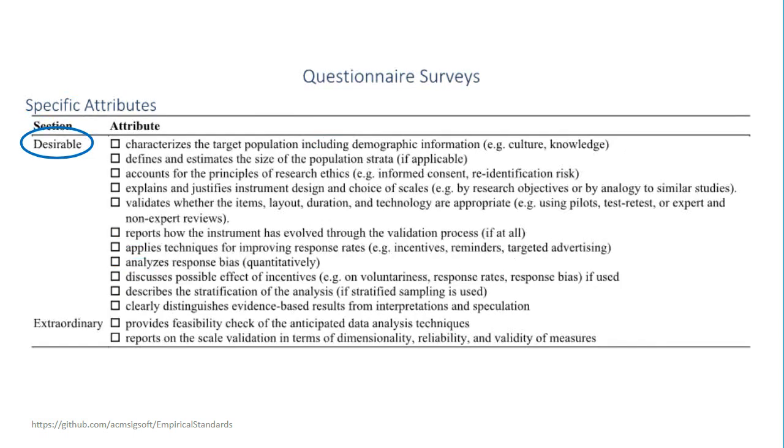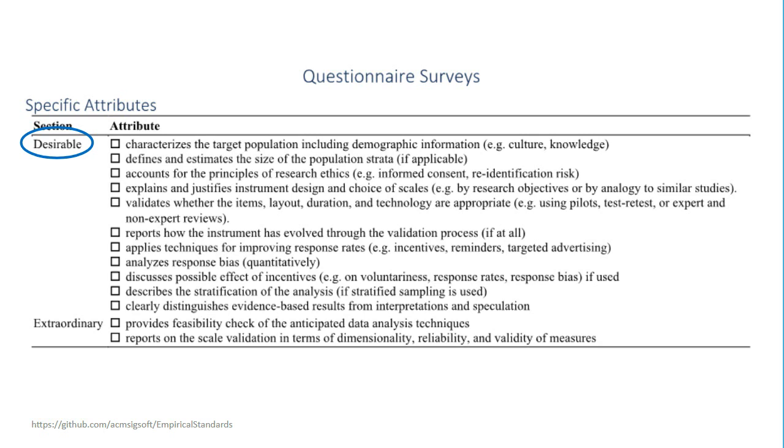Next, we have the desirable attributes. Desirable attributes are recommended, but not essential. They don't always apply, and some might be mutually exclusive. For example, most questionnaire survey papers should include demographic data, but we wouldn't necessarily reject a paper just because it was light on demographics. Similarly, the possible effects of incentives should be discussed, if incentives were used. But some questionnaires don't use incentives, and therefore wouldn't discuss them.